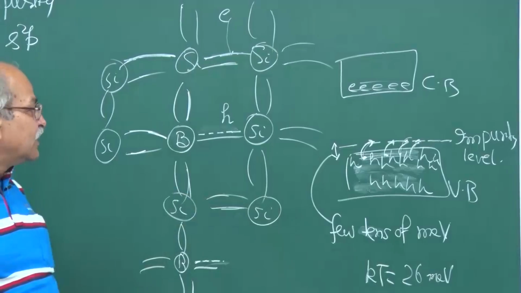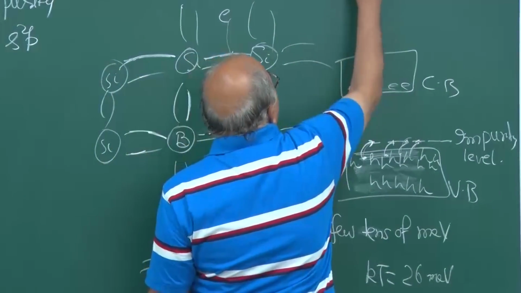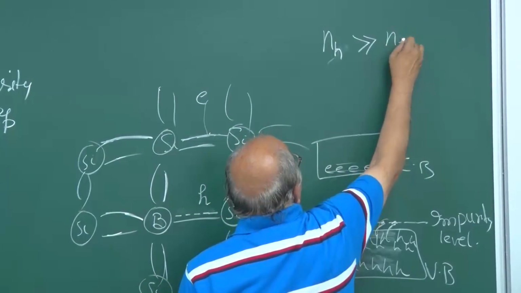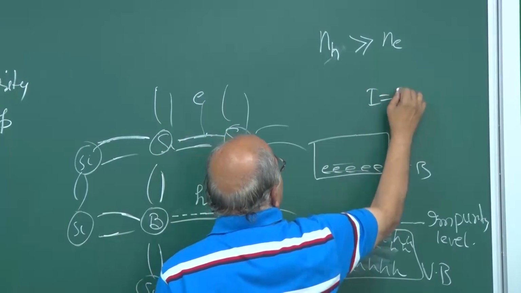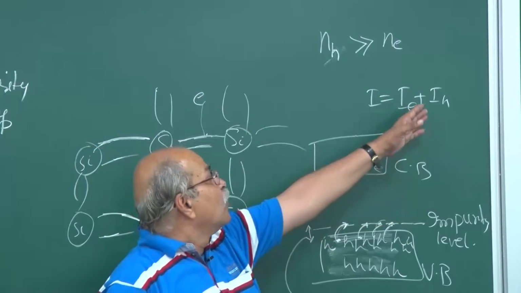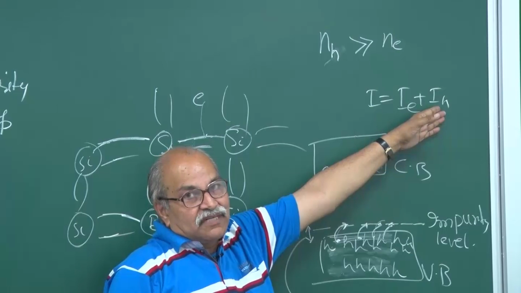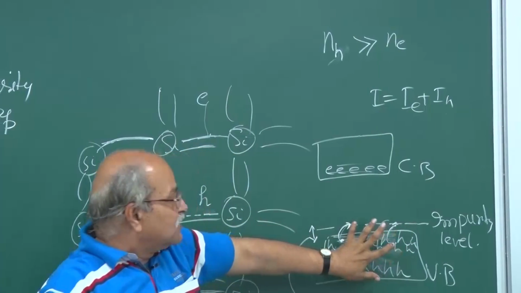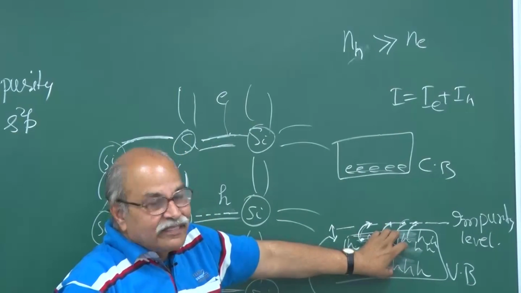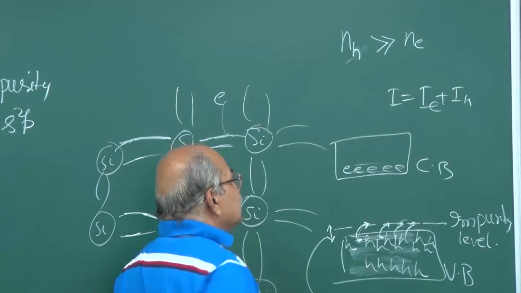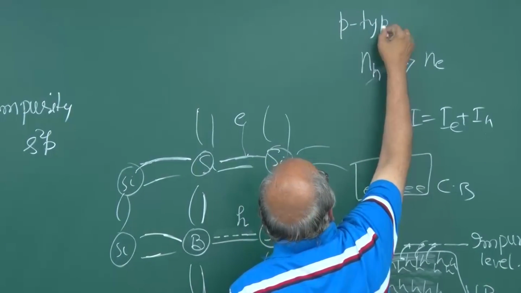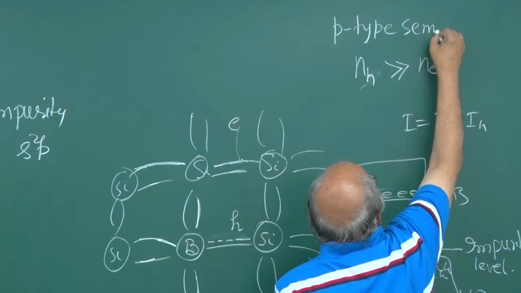So in this case what will happen? In this case Nh will be much larger than Ne. So in current I equal to Ie plus Ih, most of the contribution comes from holes, because the number of holes is much larger, and this is like positive charge carriers if you talk in terms of holes, and therefore these types of semiconductors are known as p-type semiconductors, positive type, p-type semiconductors.